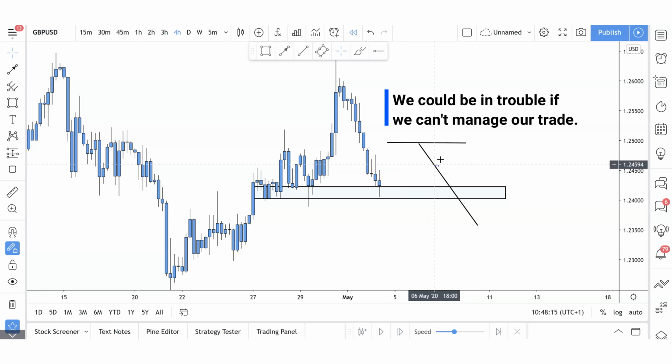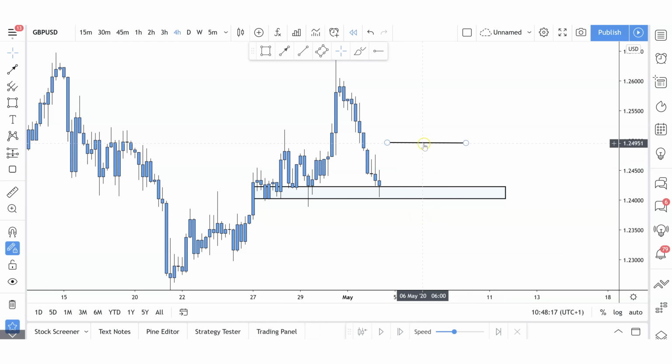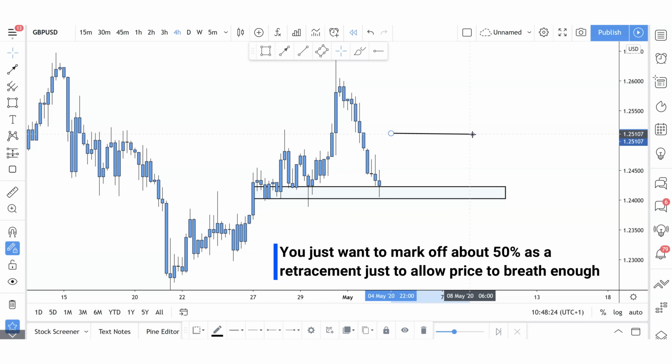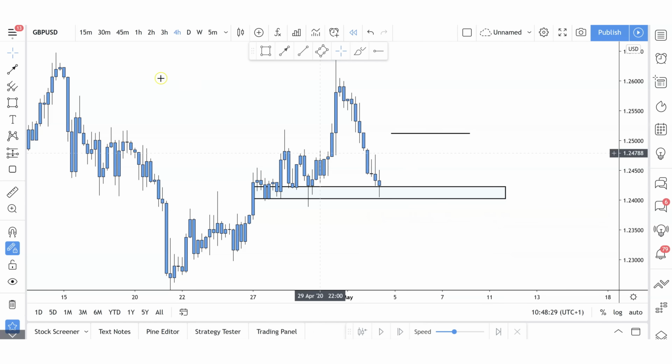So let's leave this line in here. You might say, well, how did you draw this line? Well, what we want to see in any push phase this strong to the downside or upside, you just want to mark off about 50% as a retracement, just to allow price to breathe enough before we see a continuation.